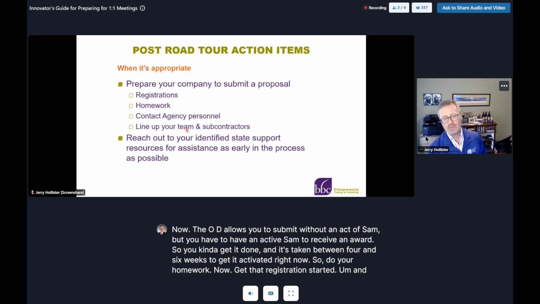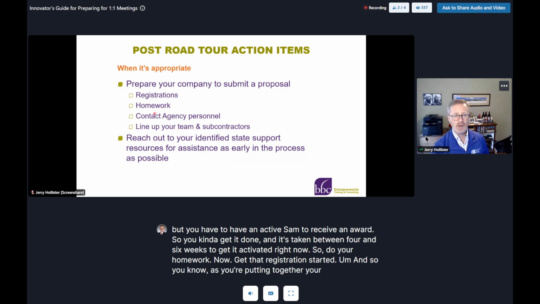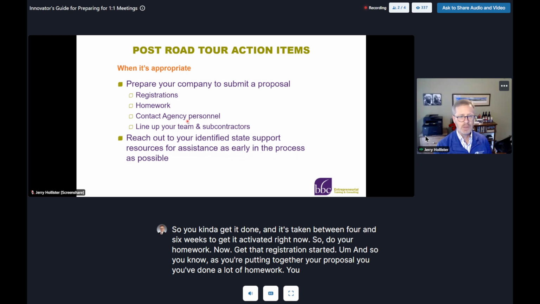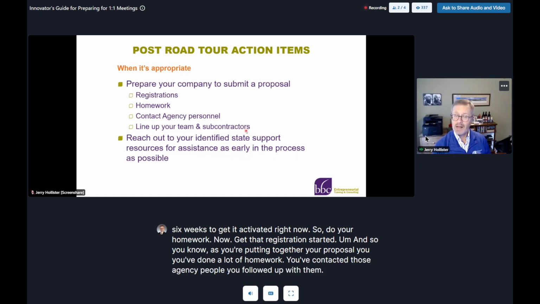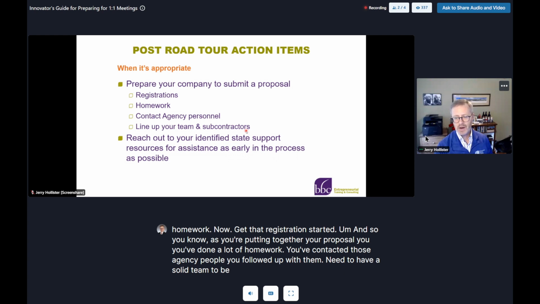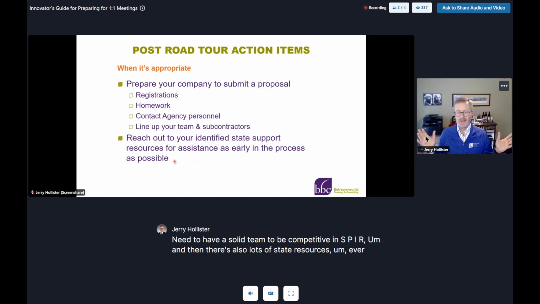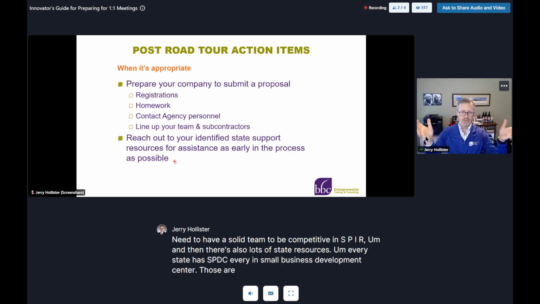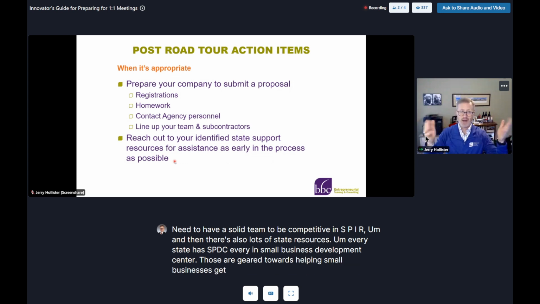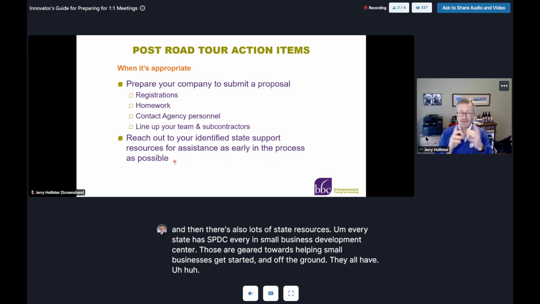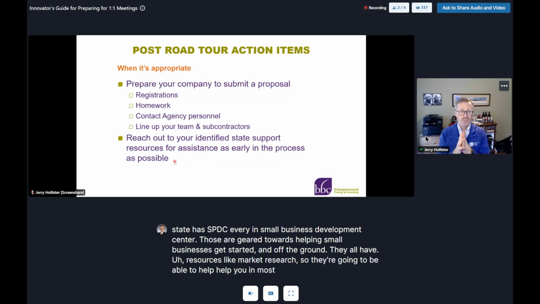And so, as you're putting together your proposal, you've done a lot of homework, you've contacted those agency people, you followed up with them. You need to have a solid team to be competitive in SBIR. And then there's also lots of state resources. Every state has an SBDC, a Small Business Development Center. Those are geared towards helping small businesses get started and off the ground. They all have resources like market research, so they're going to be able to help you. And most SBDC services are at no cost.